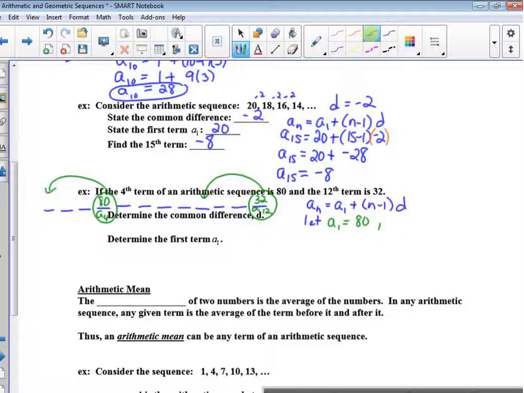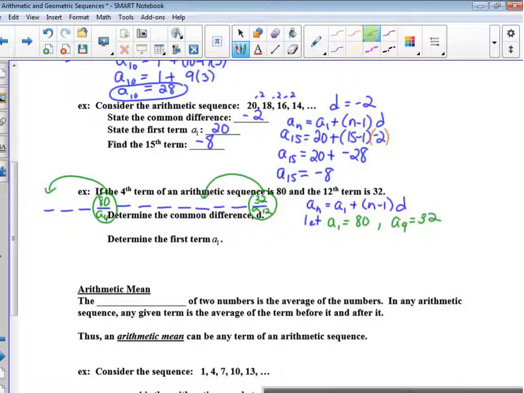Yes. So I'm going to let a sub 1 be 80, and I'm going to let 32 go to this term, which is 1, 2, 3, 4, 5, 6, 7, 8, 9. So a sub 9 is going to be 32. So I'm just shifting it over temporarily, and I can still find what the true a sub 1 is. This is just temporary. So now I can use my formula.